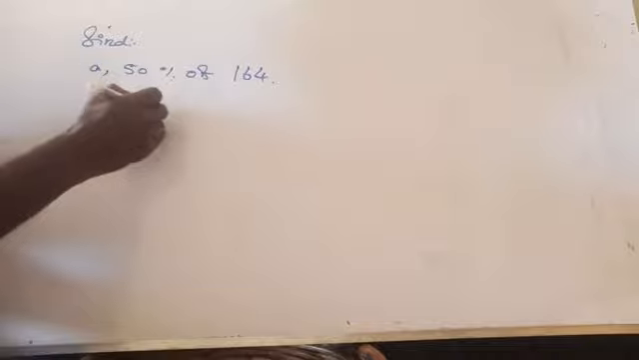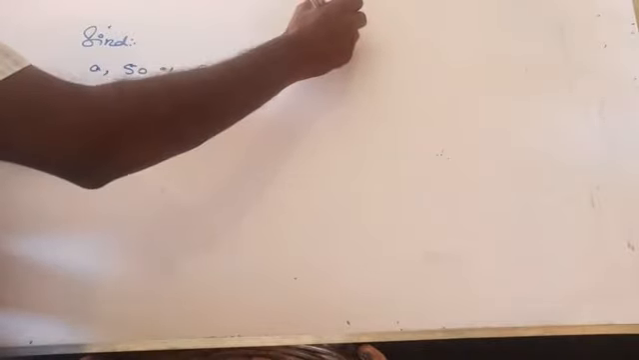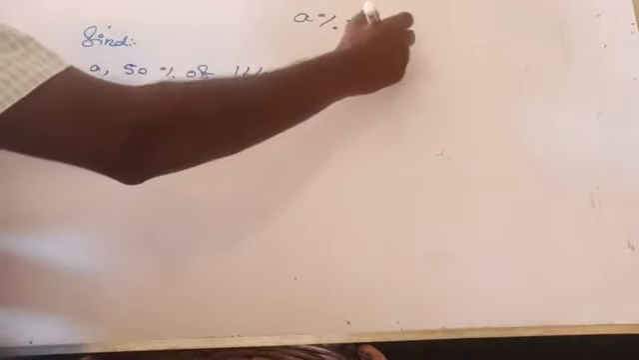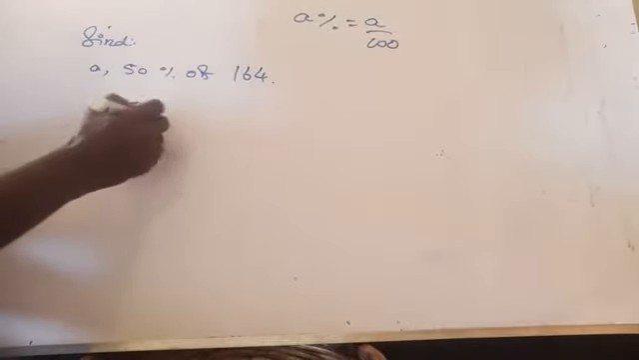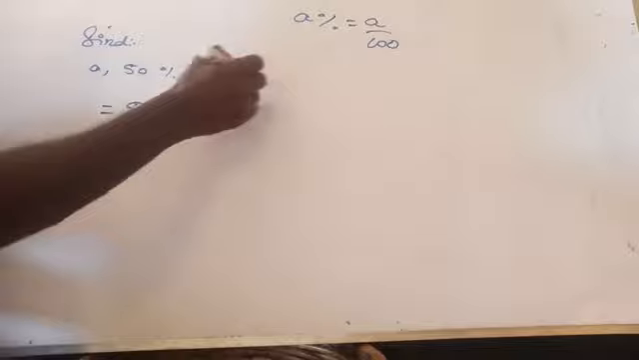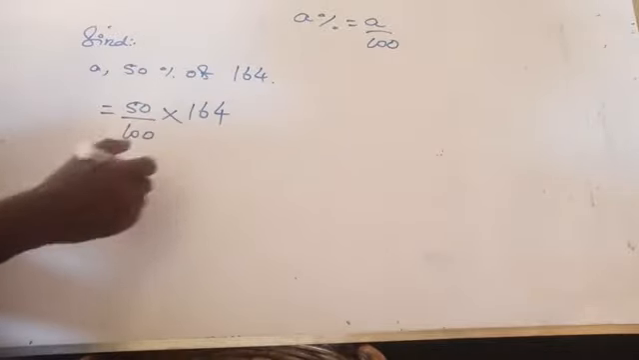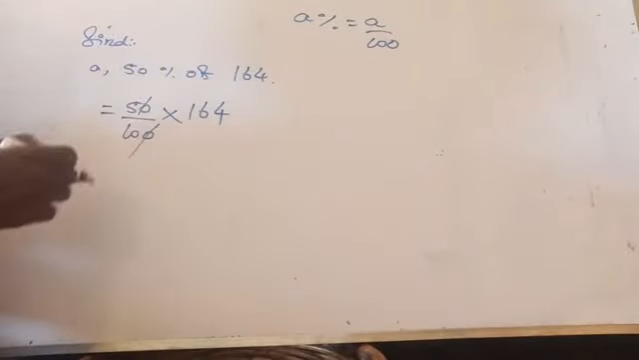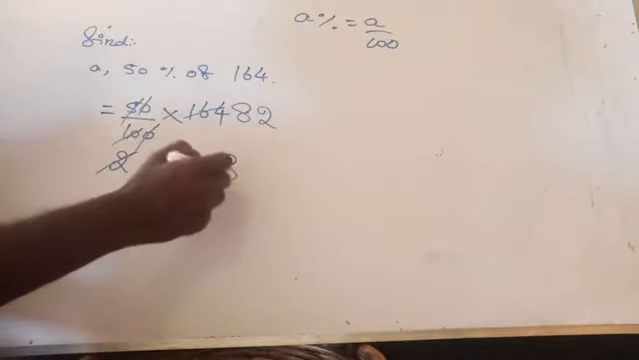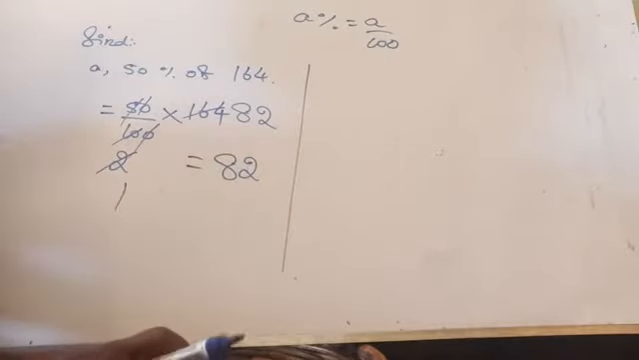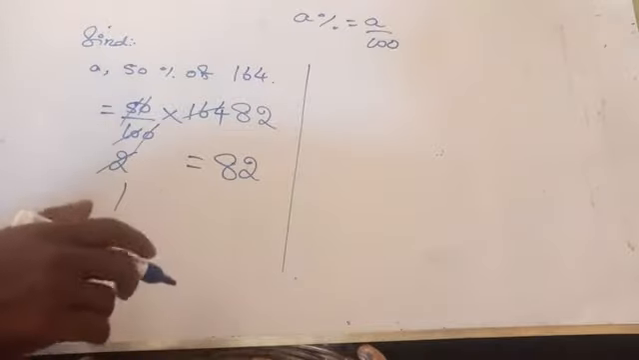A percentage can be written as A by 100, that is A into 1 by 100. So 50% can be written as 50 by 100. Half means nothing but multiply by 164. We can cancel here. 5 ones are 5, 5 twos are 10, 1 2 is 2, 2 8s are 16, 2 2s are 4. Then the answer will be 82. Are you getting it? Now come to the next part.